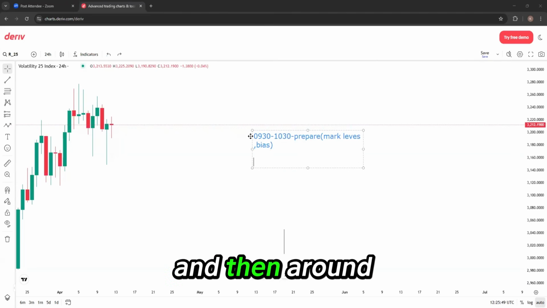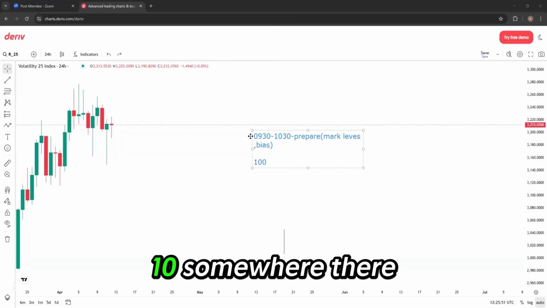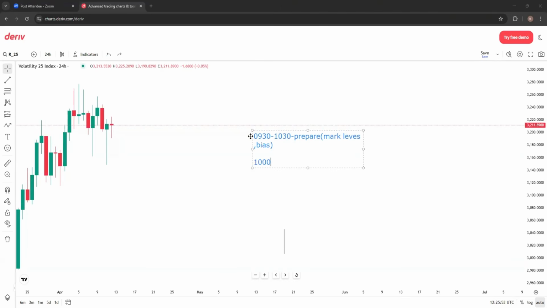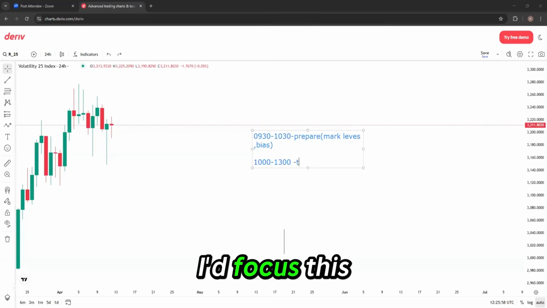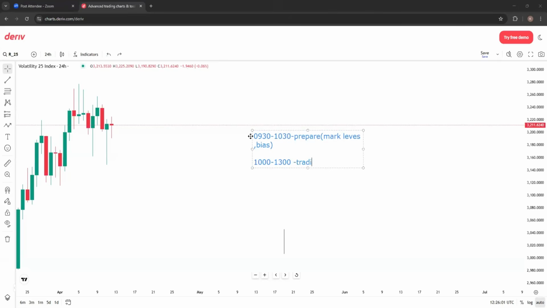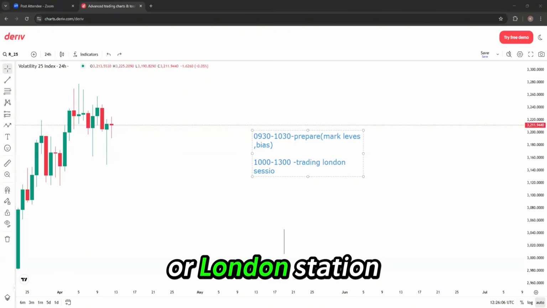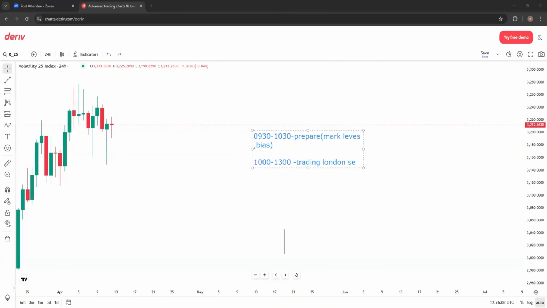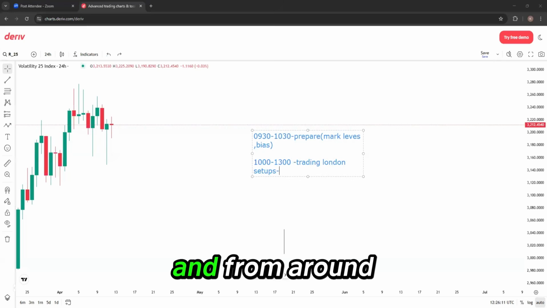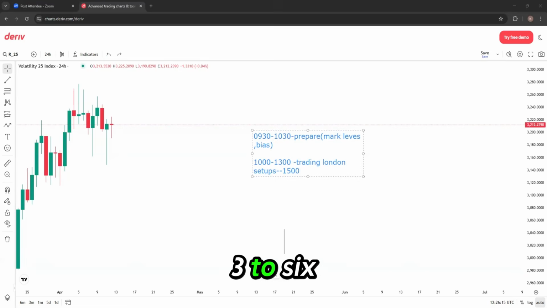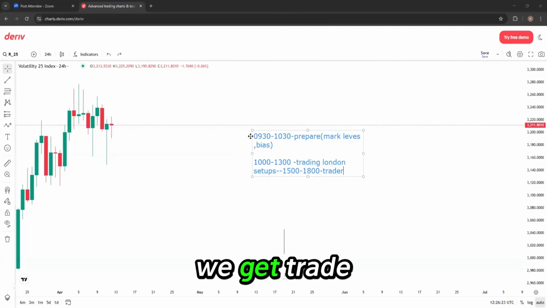And then around 10, somewhere there, up to 1 p.m., I'd focus on trading London session setups, right? And from around 3 to 6 p.m., this is the best time where we get trade overlaps.